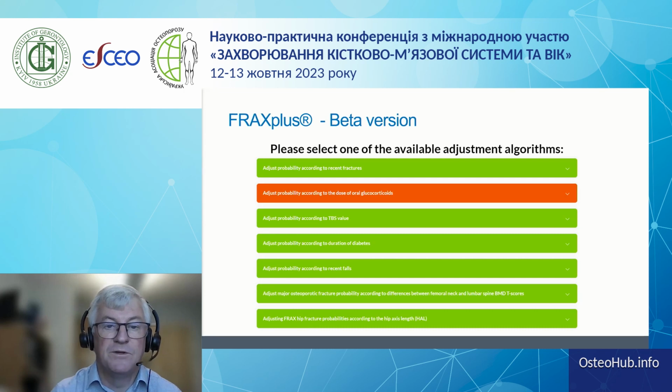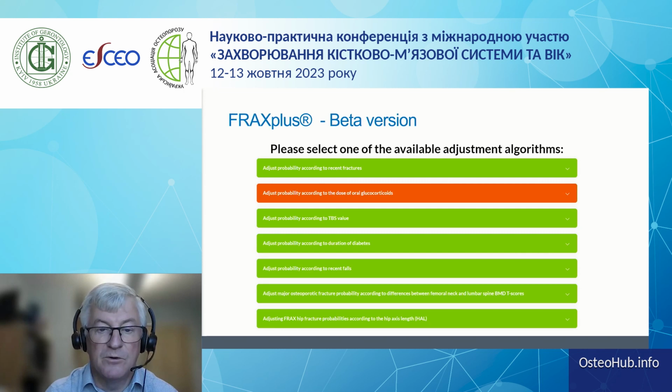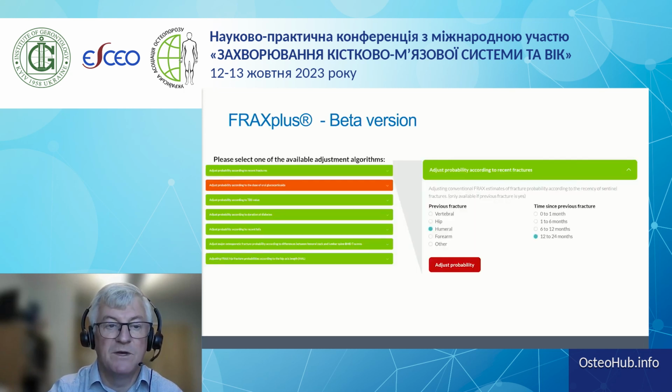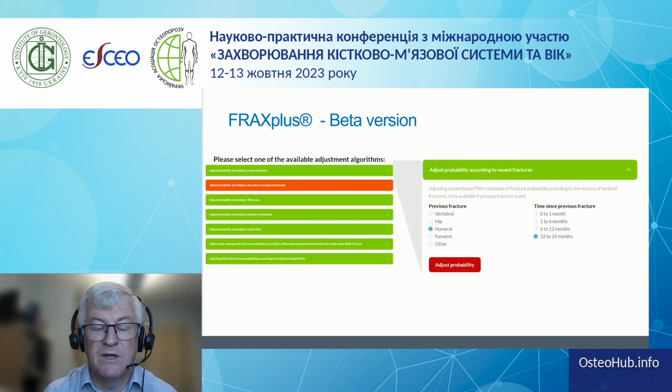If, however, we wanted to take this lady through to FRAXPLUS, then she wasn't on glucocorticoids, so we don't have the availability of an adjustment for the dose of glucocorticoids. But she did have a recent fracture, or at least she had a prior fracture, and if we ask her and that fracture was within the last 2 years, then we can treat that fracture as recent and bring that through to the FRAXPLUS website. And in this particular case, it was a humeral fracture. So we just click the button for humeral fracture, and it was 12 to 24 months before this assessment.